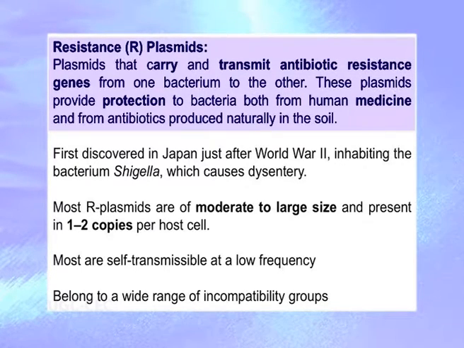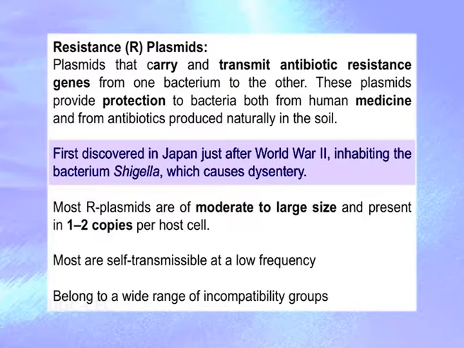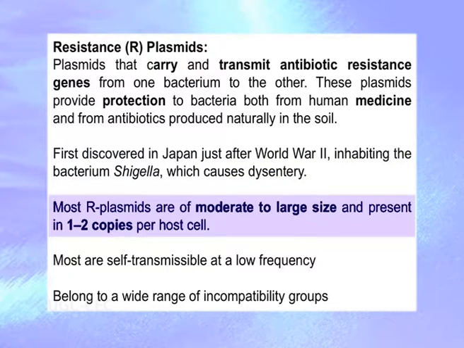These plasmids actually provide protection to the bacteria from human medicines and from antibiotics produced naturally in the soil. It was first discovered after the Second World War in Japan, where we saw that Shigella, the causative agent of dysentery, was showing resistance against certain antibiotics like sulfonamides. Later on, it was found that the cause of this resistance was a resistance plasmid.